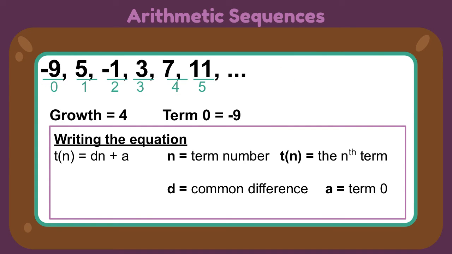These two terms are super important for the equation. D stands for the common difference. That's the same thing as the growth here. So the growth and the common difference are connected together. And then A represents term 0, and we call it A just because it's the starting term. So for this particular problem, since we know that our growth is 4, that's our D, and since we know that term 0 is -9, that's our A, our equation would be T of n equals 4n minus 9.